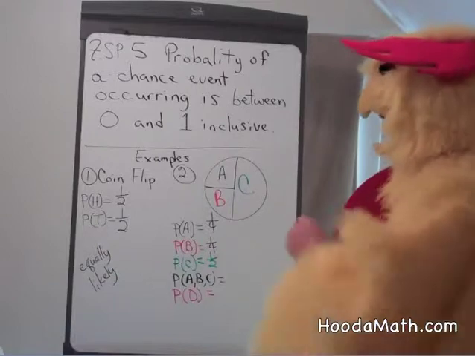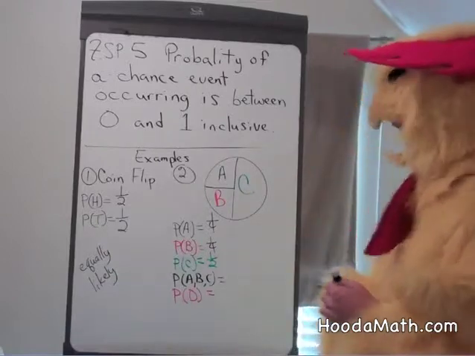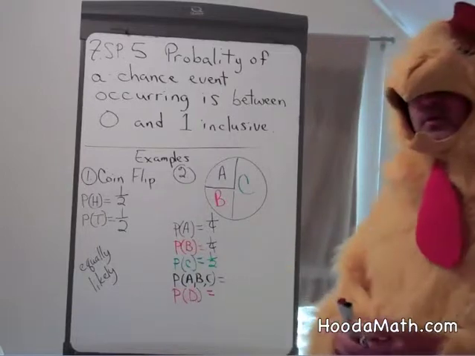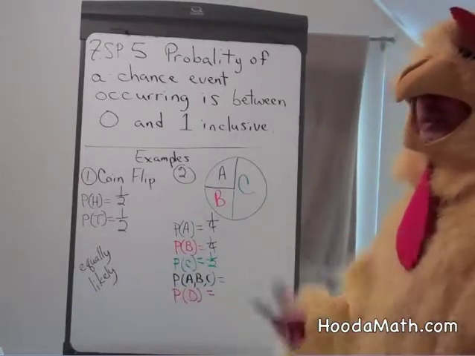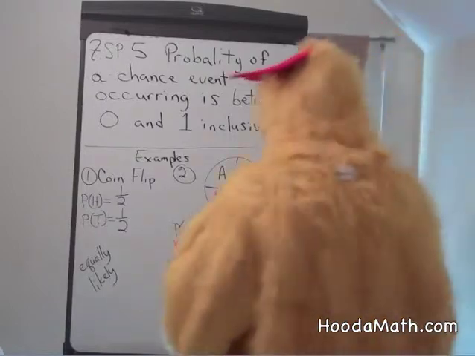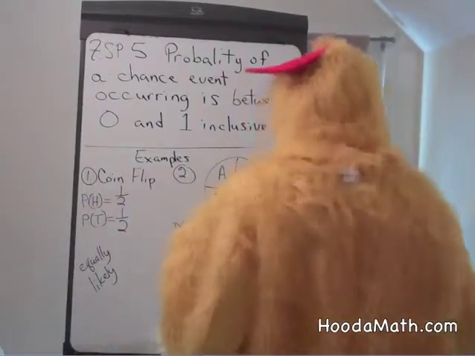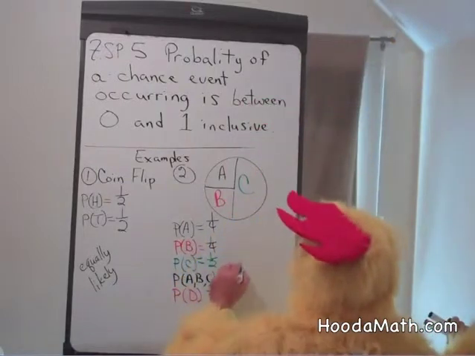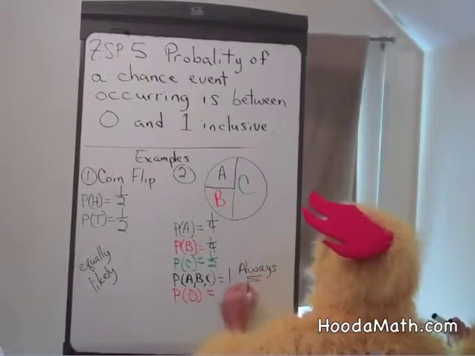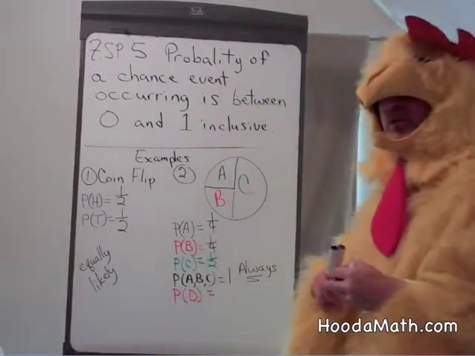What is the likelihood, if you spin over and over again, that it would be A, B, or C? Well, if you did it 60 times, it should come up 60 times. 60 over 60, or 1 time. That means it always occurs. Always. A probability of 1 means always occurring.